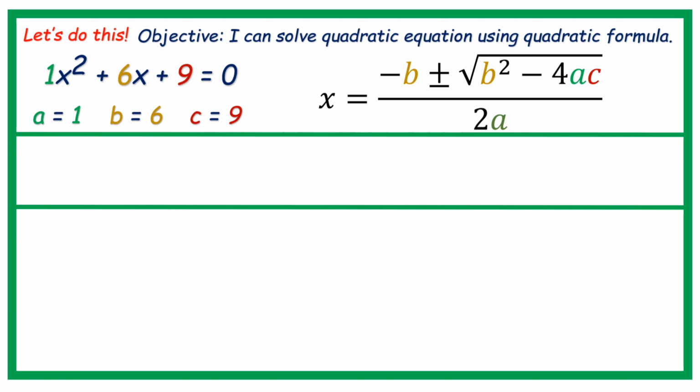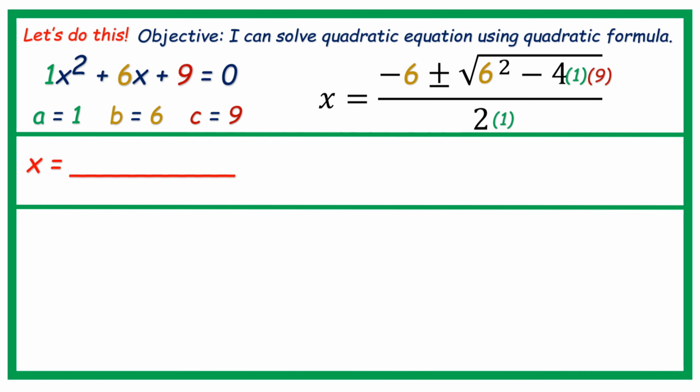The next step is another simple step, and that is substitution. We are just going to substitute the letters with numbers. So the b is 6. You got it. And the a is 1. And the c is 9. And another a, also 1. Easy, right? So we're not yet done.